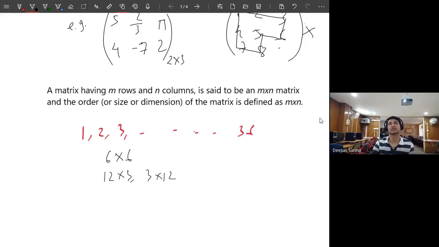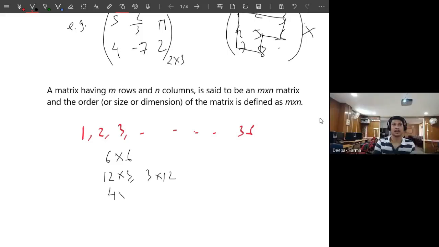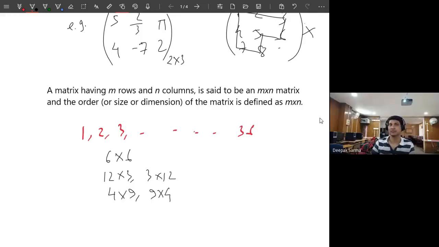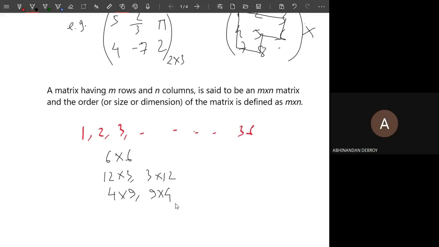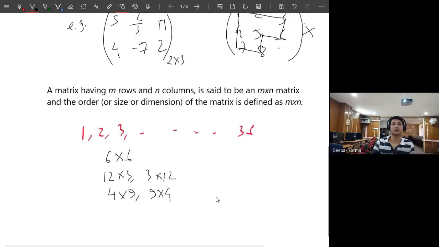Okay. Any other possibility? So 4 rows, 9 columns. 4 into 9, then 9 into 4. Do you see, 4 into 9 and 9 into 4 are different? 4 into 9 means there will be 4 rows and 9 columns. 9 into 4 means 9 rows and 4 columns. Okay, then anything more?